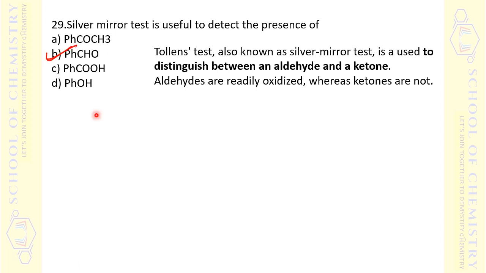The other options have different functional groups. PhCOOH is benzoic acid, and this one is simply phenol. So this is the silver mirror test, used to identify aldehydes. Therefore this is the answer, right?